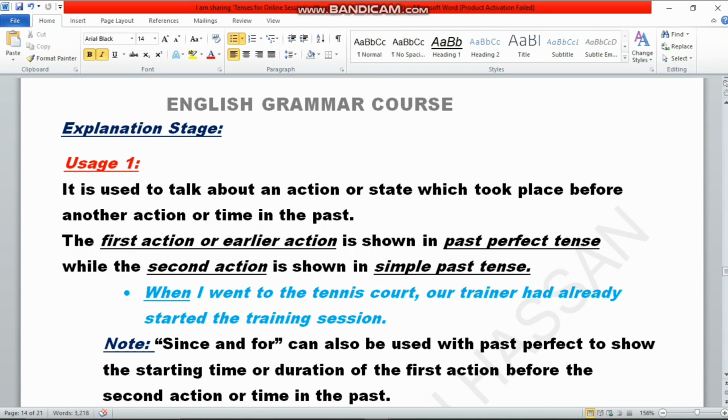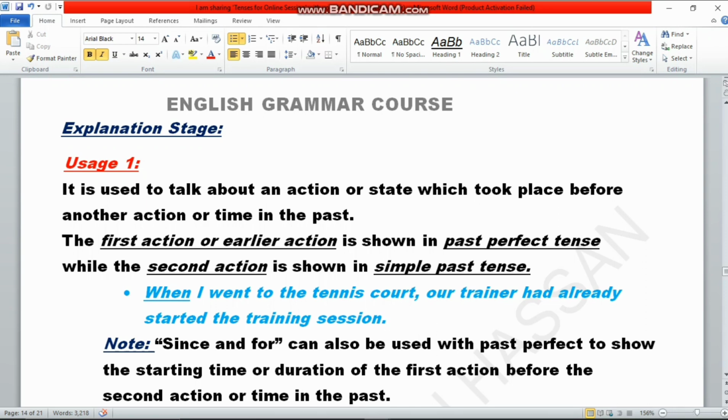In the sentence, which is structurally a complex sentence, it contains two ideas. One is going to the tennis court, and the other is starting the training session. But the question here is, which activity took place first? Because both the activities are a part of the past, we know that. But there must be one activity that took place before another activity.